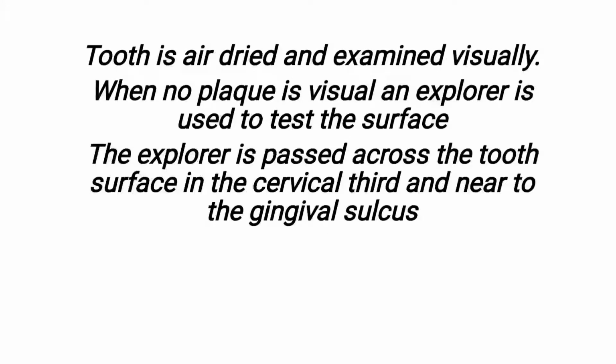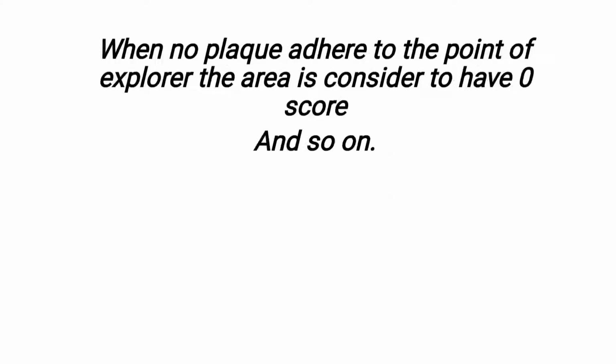Now, what is the procedure? The tooth is air dried and examined visually. When no plaque is visible, an explorer is used to test the surface. The explorer is passed across the tooth surface in the cervical third and near to the gingival sulcus. When no plaque adheres to the point of the explorer, the area is considered to have a 0 score. If a thin film, then 1, 2 and so on.